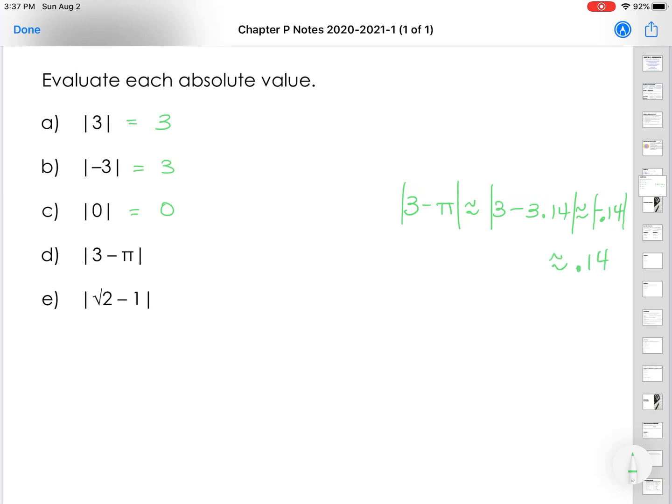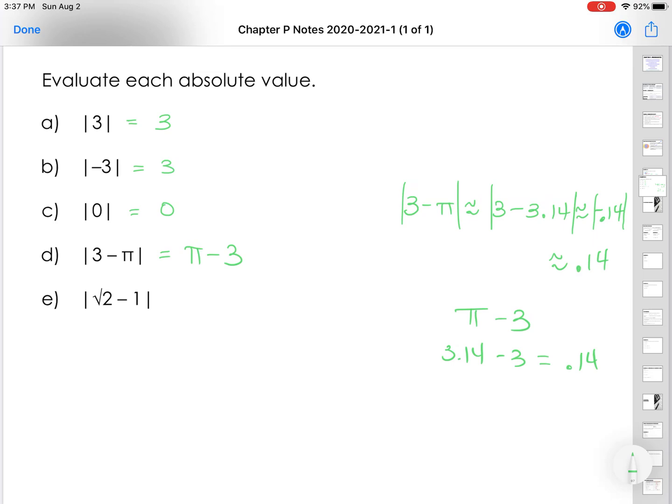So how could I write that? But it's not exactly 0.14. What if I subtracted in the other order? Pi minus 3 would be 3.14 minus 3. That would give us that 0.14. So we can say our exact answer is pi minus 3.